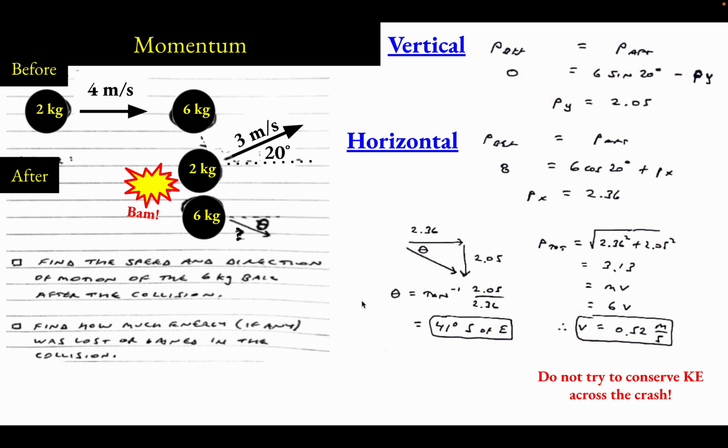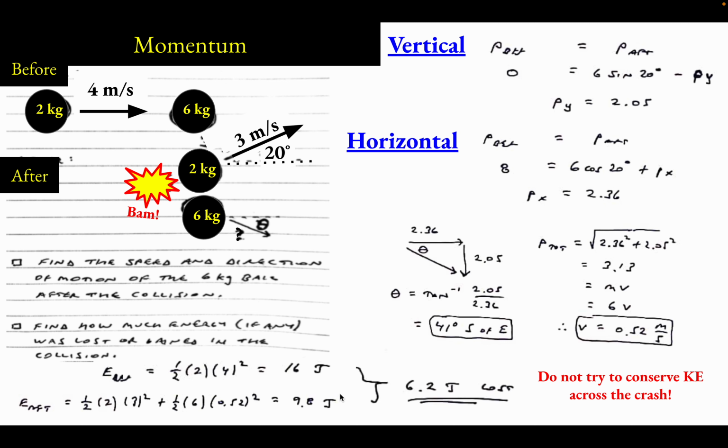And then finally, we're asked how much energy, if any, was lost or gained in the collision. We'll define the energy that was present before, just 1/2 mv squared, 1/2 times 2 times 4 squared. There was 16 joules present in the system before. Now, if we handle 1/2 mv squared after the collision for the two objects, you find that there is less energy present in the system. And so what that means is 6.2 joules was lost, likely to sound and heat. And so again, that is why we don't try to conserve kinetic energy across the crash.